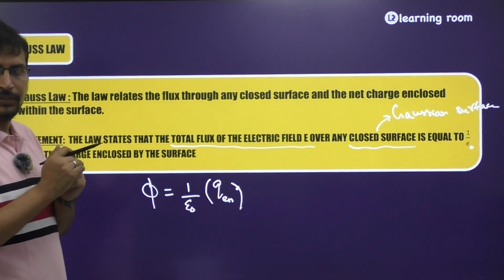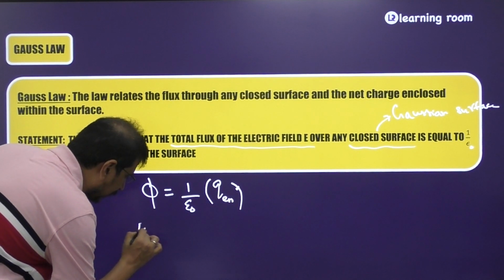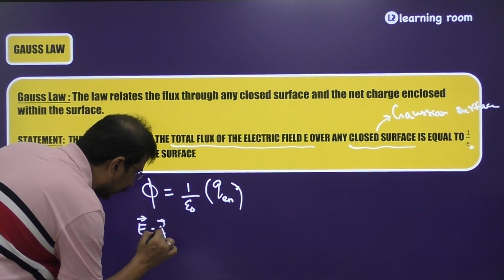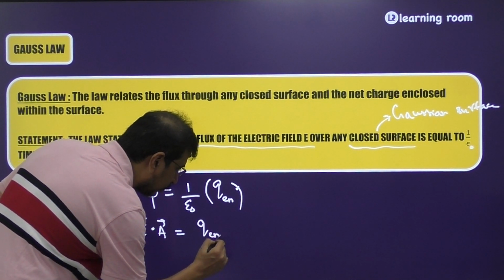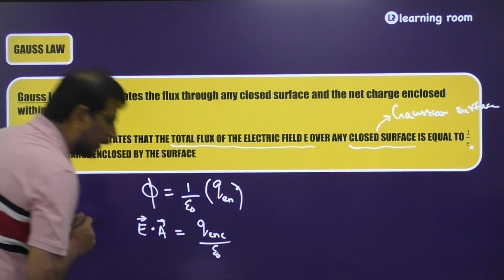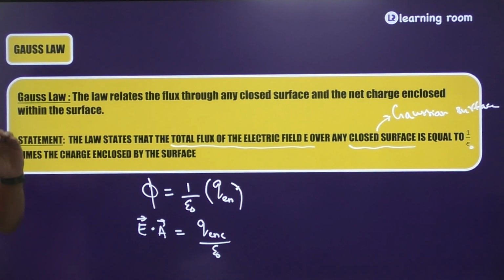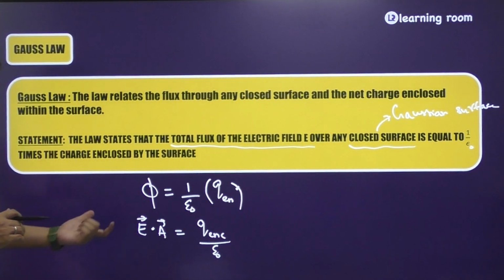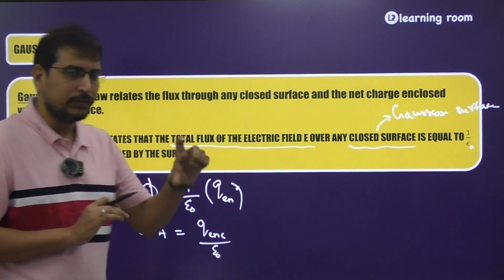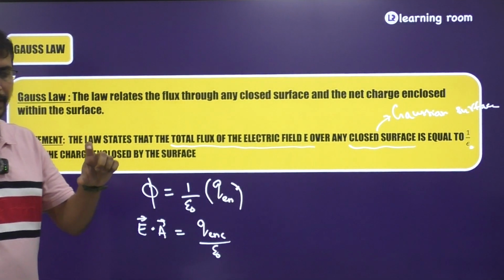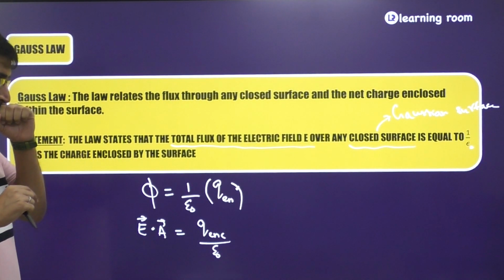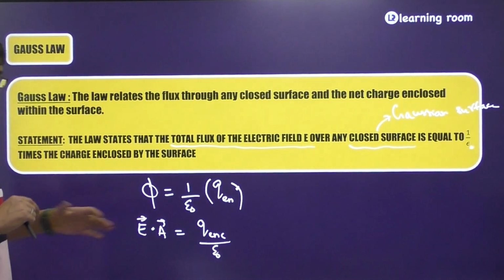Now, what is the formula I told you yesterday? It is E vector dot A vector. E vector dot A vector is equal to charge enclosed divided by epsilon naught, right? Now I want to introduce one more thing here. This E dot A, you can write it if you directly know the value of the electric field and the value of the area vector. But there will be scenarios where you don't know the area vector completely.